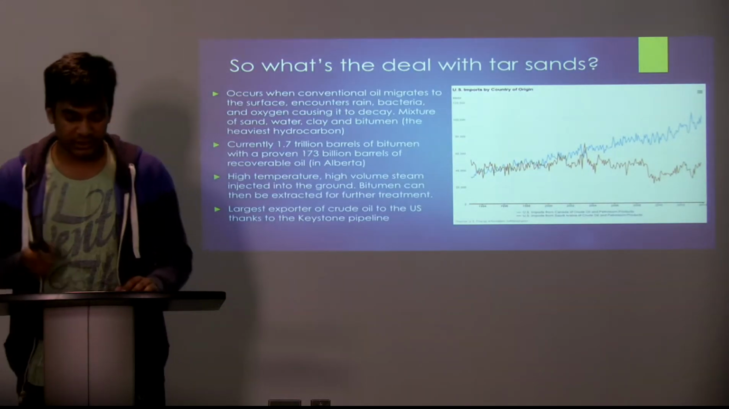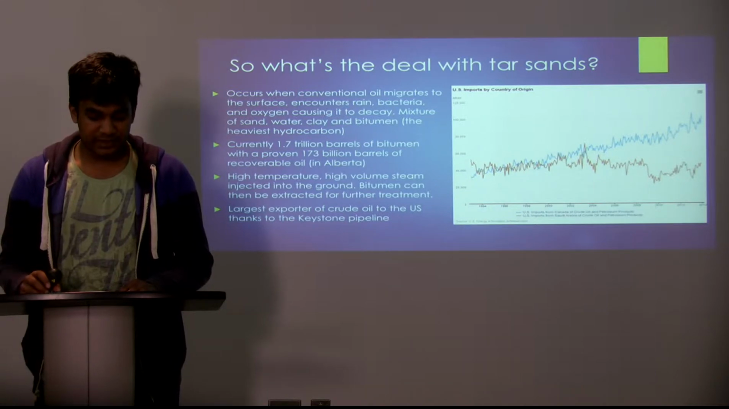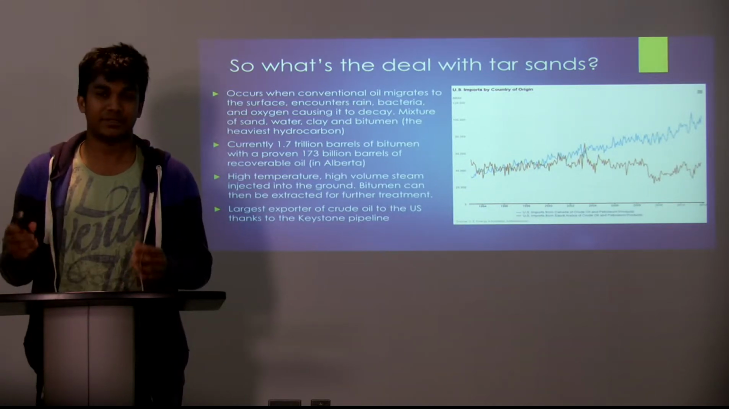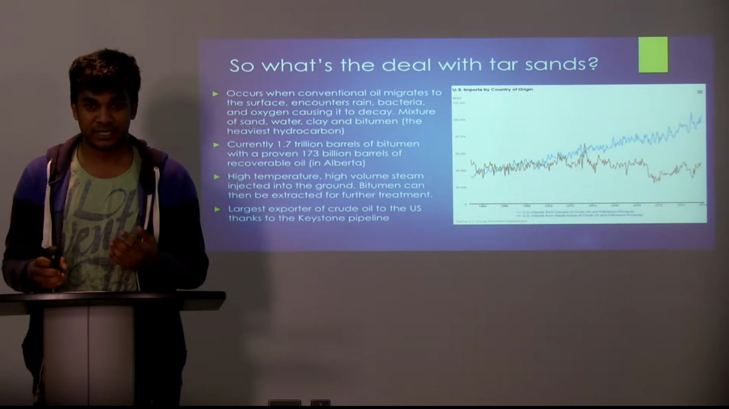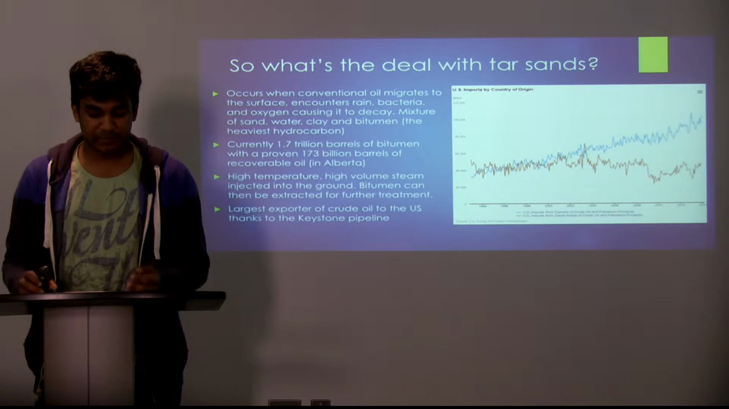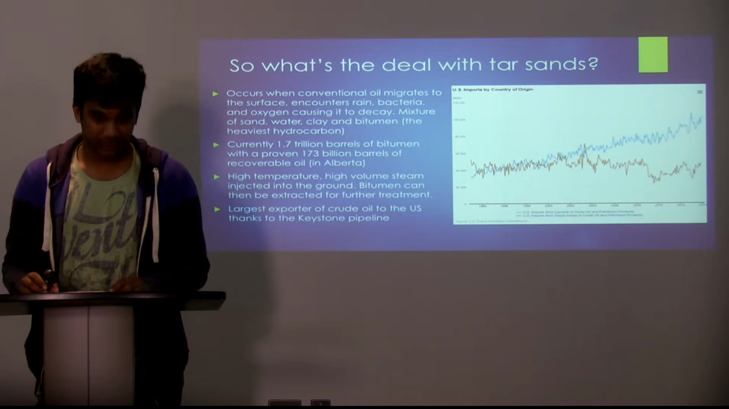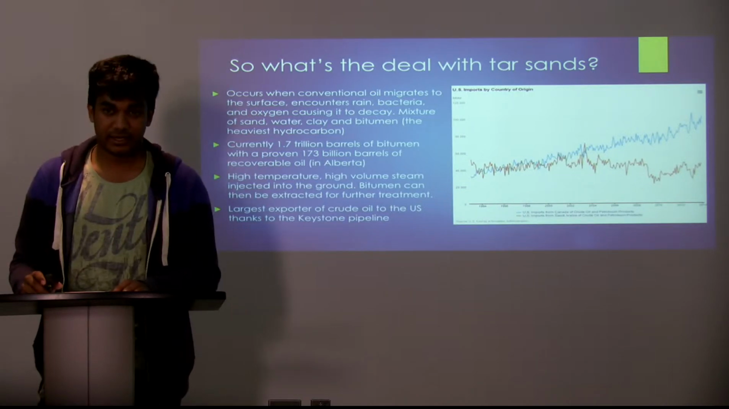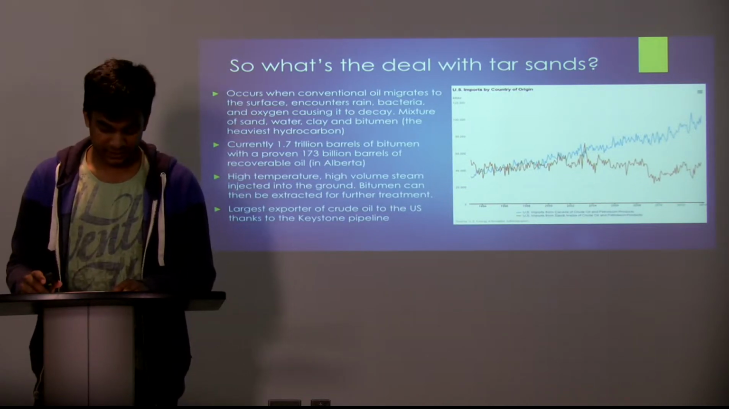So, to begin, what is the deal with tar sands? We have discussed in class that the formation of oil sands occurs when conventional oil migrates to the surface and in doing so comes in contact with rain, bacteria, and oxygen, causing it to decay. It essentially becomes a mixture of sand, water, clay, and bitumen. There are currently 1.7 trillion barrels of bitumen in the Alberta oil sands, with a 10% recovery estimation proven with current technology and prices.